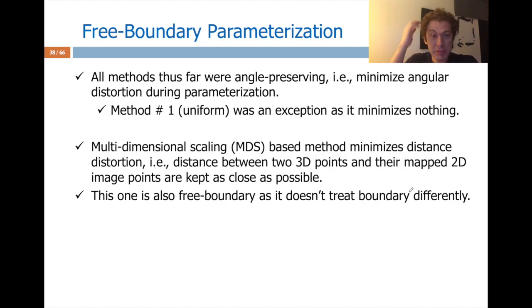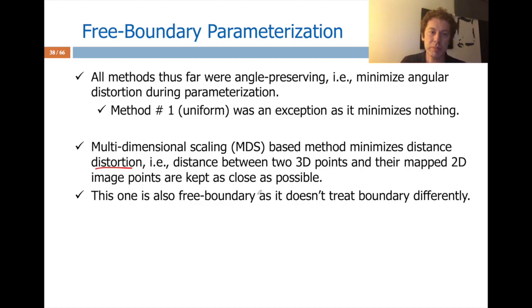Yeah, so what is happening? I talk about MDS here, multidimensional scaling. So let's read it carefully. All methods so far were angle preserving, conformal, except the first method, because in that one we minimized nothing in particular. We just move the vertex to the center of its neighbors, right? So in the MDS based method, it minimizes distance distortion. So what is that? The distance between two 3D points and their 2D map points are kept as close as possible.